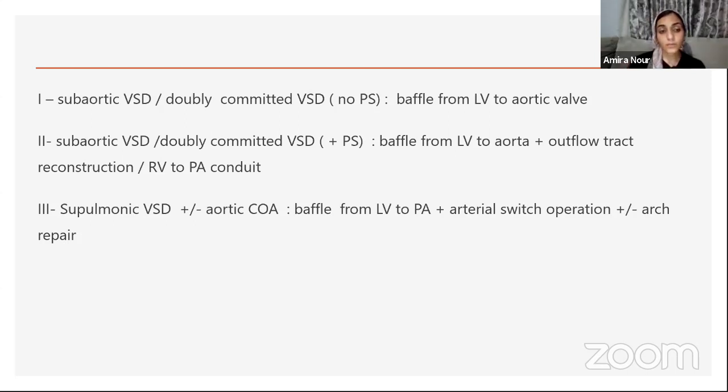In case of a patient with subpulmonic VSD or Taussig-Bing anomaly, as Dr. Hatem said, it is more sensible, rather than baffling the VSD to the aorta, to baffle the VSD directly to the great vessel that is above it, which is the pulmonary artery, and then do an arterial switch operation. So you baffle the blood from the LV to the pulmonary artery and then do the arterial switch operation. If it is associated with aortic coarctation, you can do a coarctation repair.